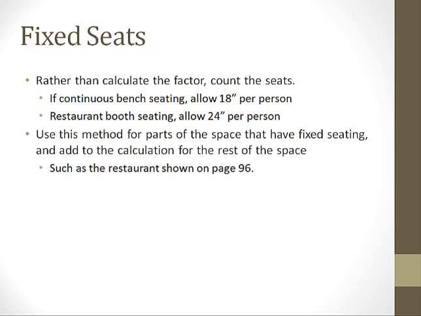If fixed seating is included, we might be talking booths in a restaurant or a theater. Rather than calculate the factor, you would want to count the seats. So in the case of continuous bench seating, you would allow 18 inches per person. For restaurant booth seating, you'd allow 24 inches per person. So use this method for parts of the space that would have fixed seating, and then add that to the calculation for the rest of the space. So check out the restaurant on page 96.